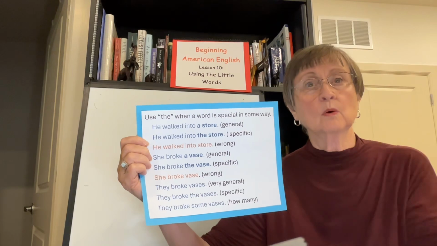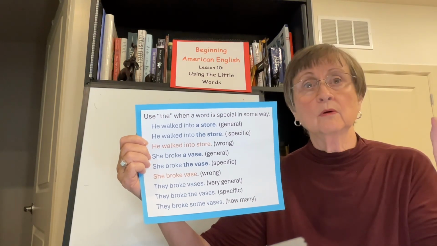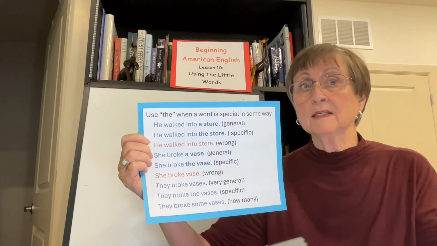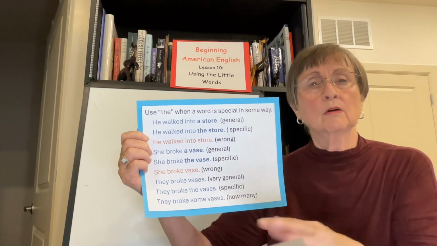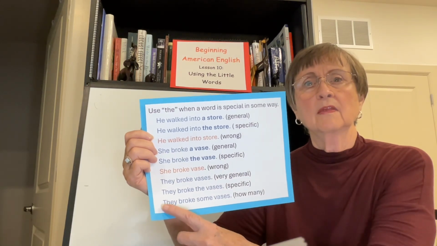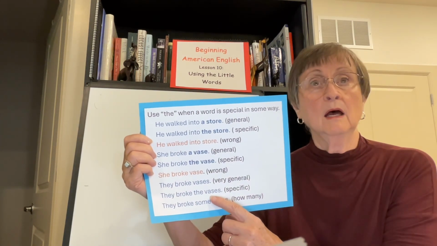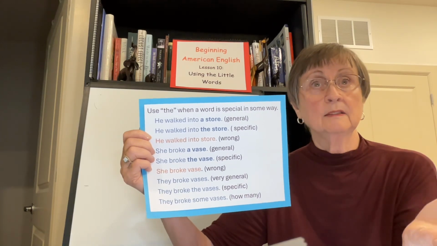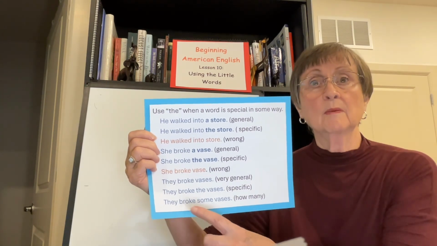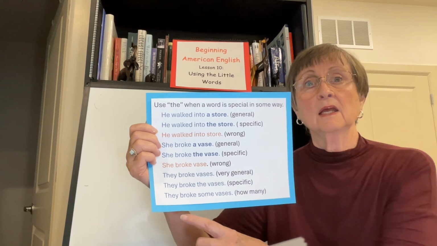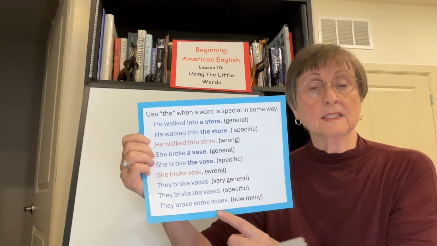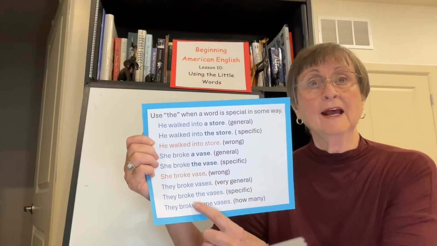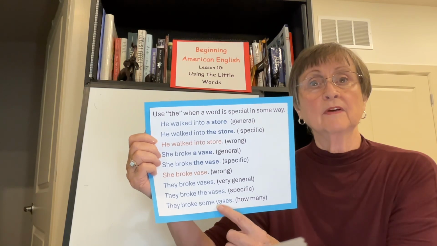They're in a big store. I heard the noise. Oh dear, they broke vases. I'm not talking about which vases. They broke the vases. I see them. I know which vases, so I'm going to say they broke the vases. They broke some vases. I could use a general counter word like some vases.